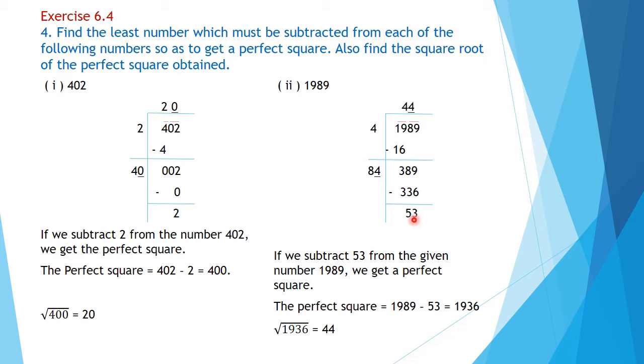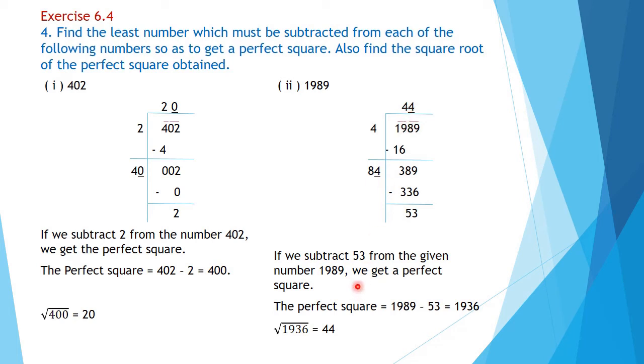Okay, children, see the remainder, is it smaller than the divisor here? This is the divisor. Always see that whatever remainder we get here, it should always be smaller than the divisor. Then our answer will be correct. 53 is smaller than 84. So the remainder is here. We got the correct answer and the quotient is 44.